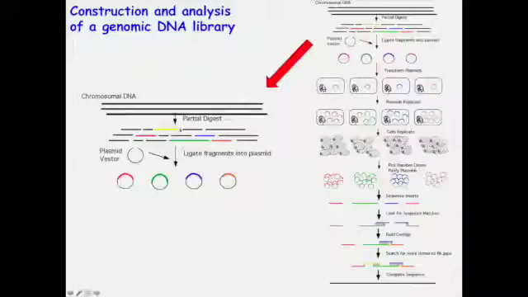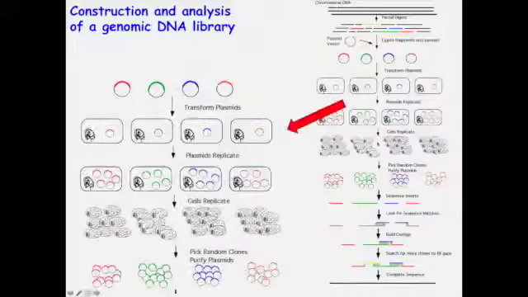You're partially digesting it into fragments. Those fragments are then ligated into plasmids that have been cut with the same enzymes, so the sticky ends match. This is then transformed into bacteria. They replicate, and we're able to generate a library of bacteria that have different sequences or different genes in them. We pick random clones and purify them to be able to identify them or send them out for sequencing.